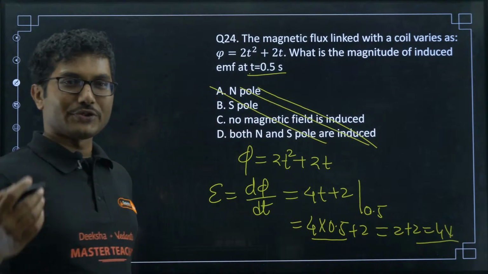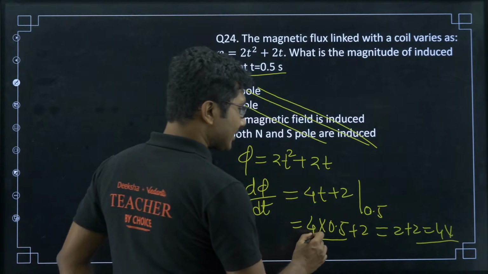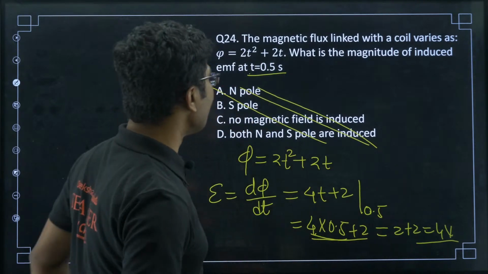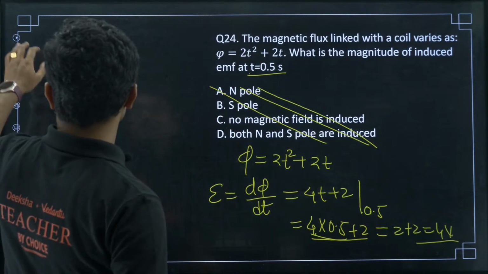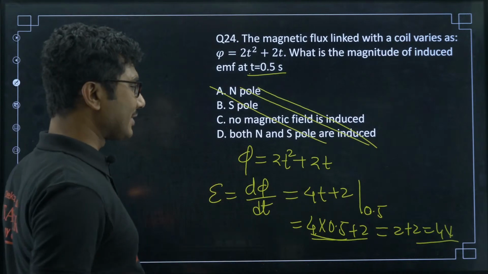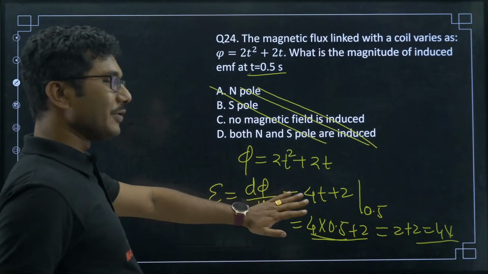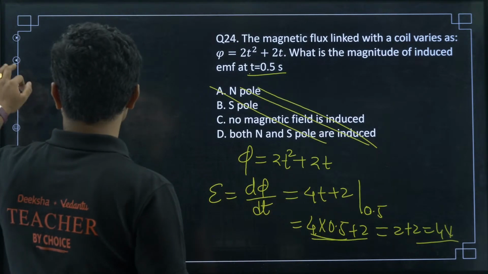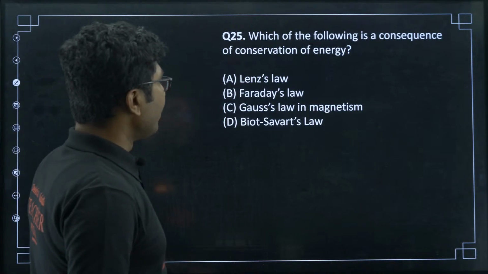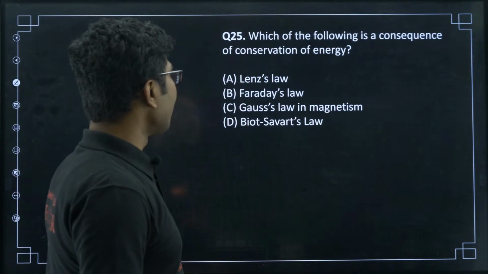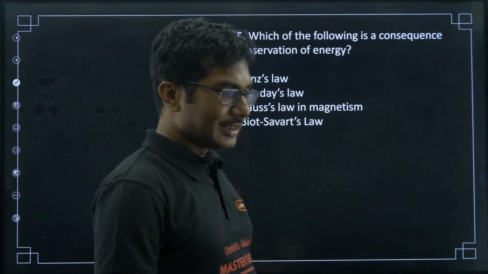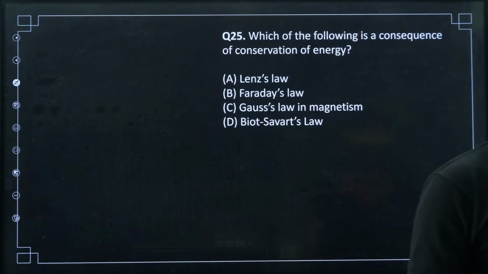Pradeep, you have to check the calculations once more. So, the answer will be 4 volt, not 2 volt. Okay. I hope that is clear. This is a straightforward question, no tricks, the only thing you have to do is differentiate and put in the time. Okay. Which of the following is the consequence of conservation of energy? Easy question. I will wait 10 seconds to get the answer.